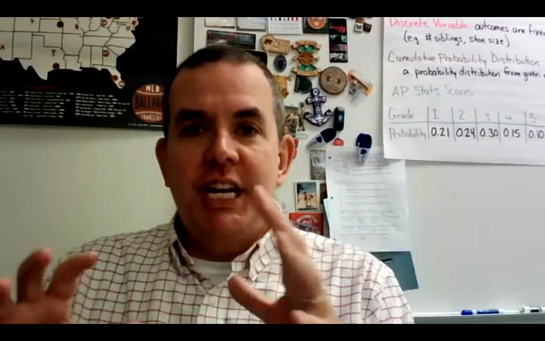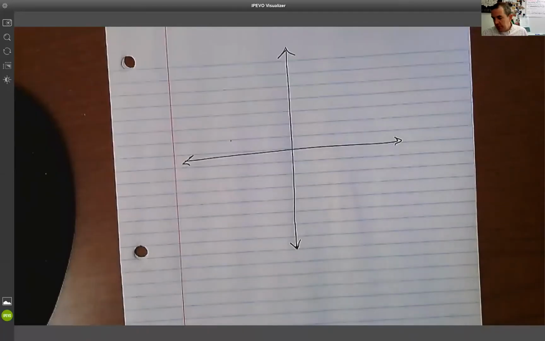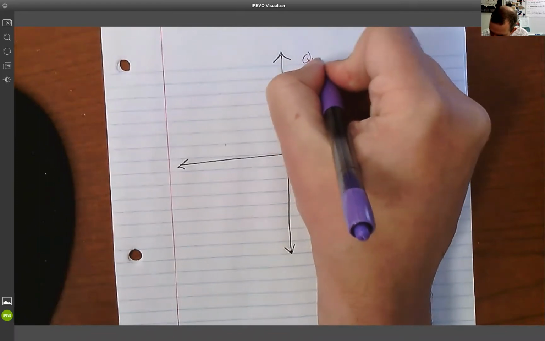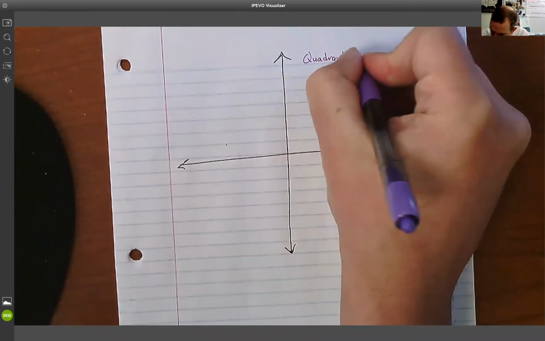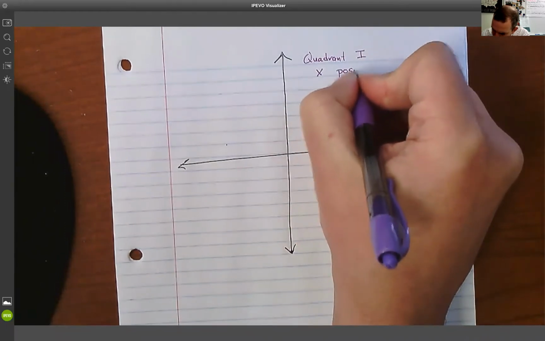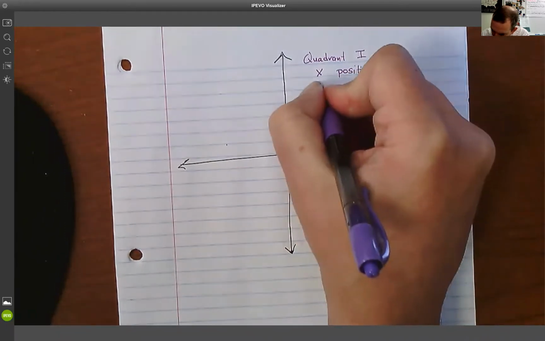Last piece. We're going to talk about understanding where all of my trig functions have certain values. So again, we're going to take a look at the coordinate plane. The first thing to remember on the coordinate plane is we've got our quadrants. Just remember, this is quadrant 1, and quadrant 1 is where my x's are positive and my y's are positive.